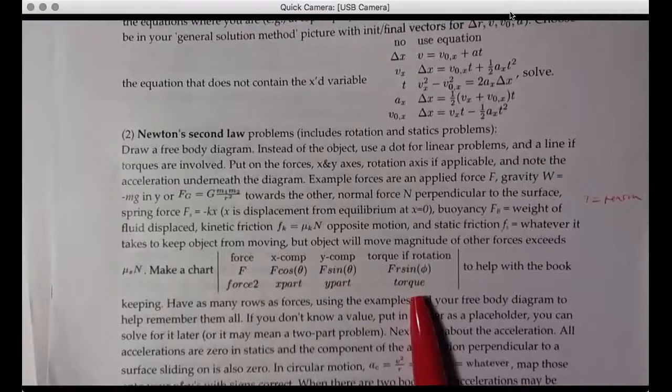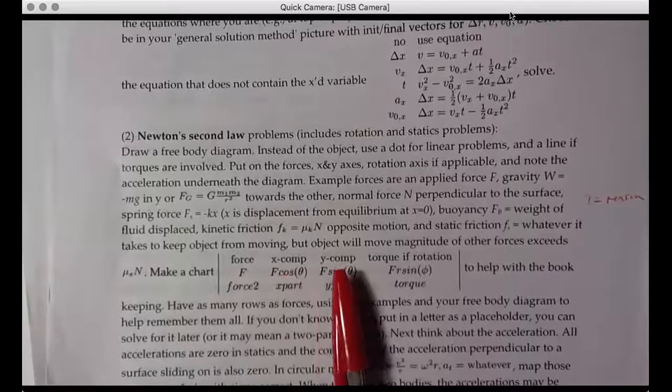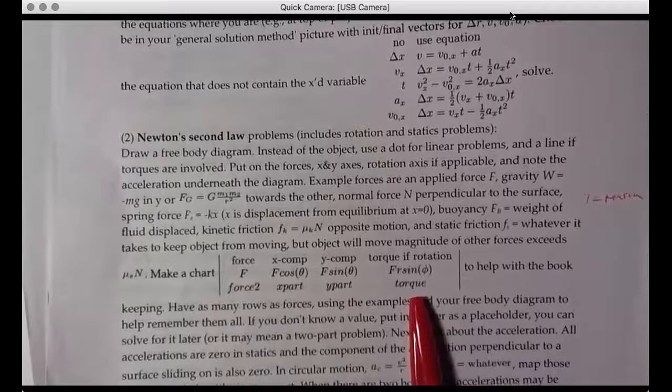You have to choose an axis for the torque. You have to choose X and Y. Directions for making these columns. And when you sum them up at the bottom, this is going to be equal to MAX, this is equal to MAY, this one is equal to I times alpha. Again, it's I about the axis that you chose.